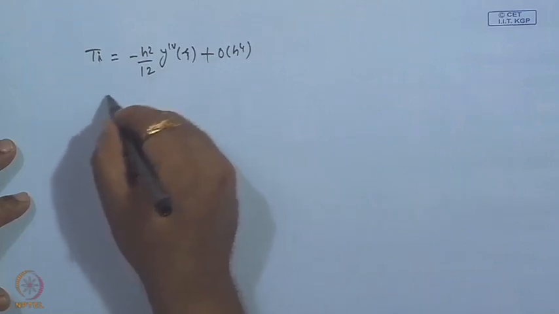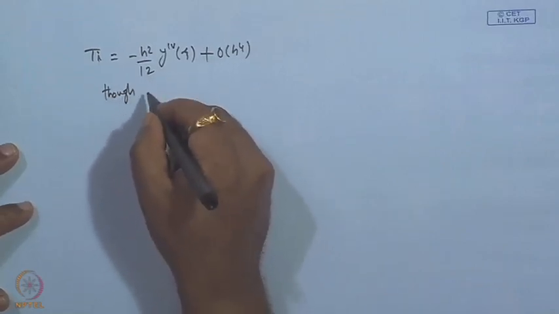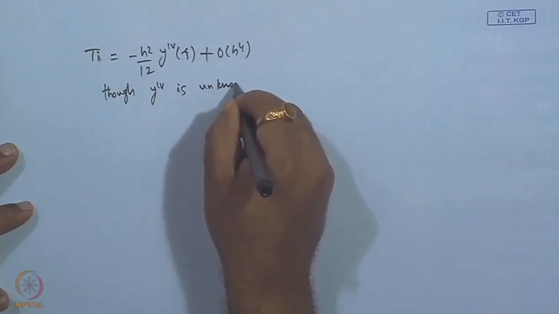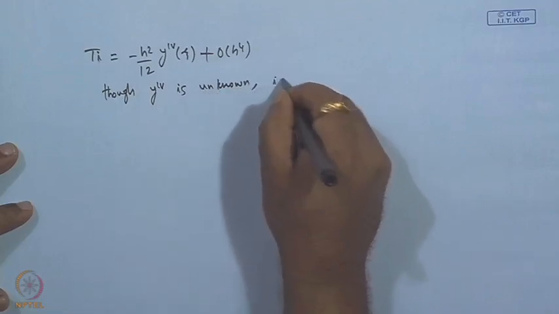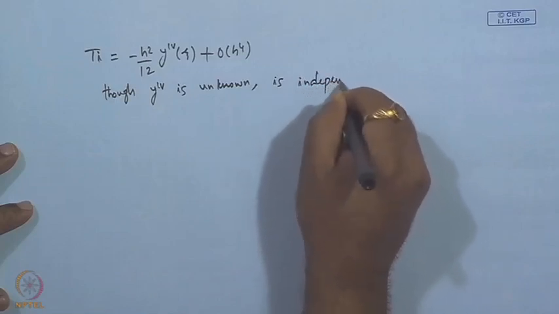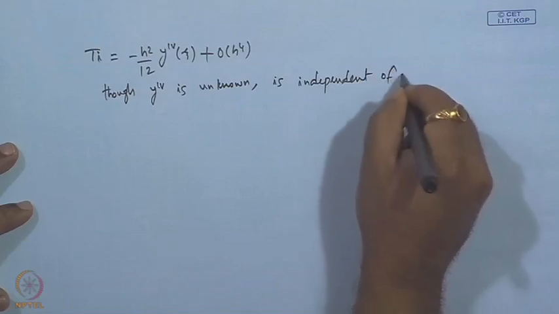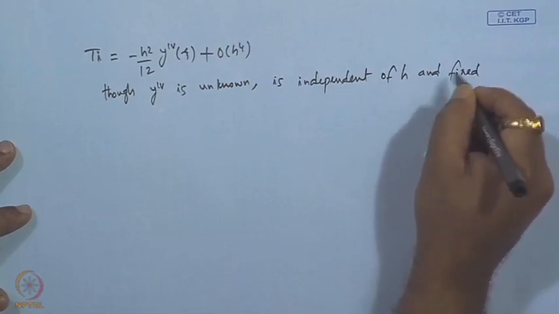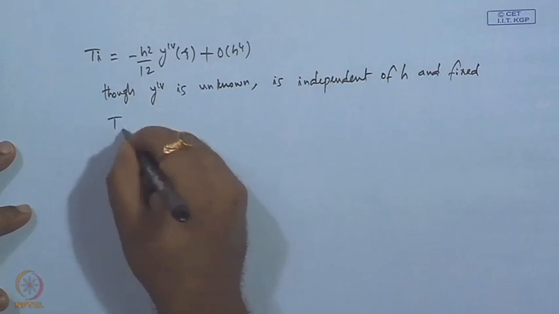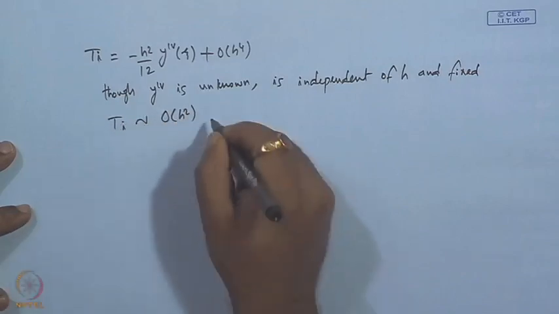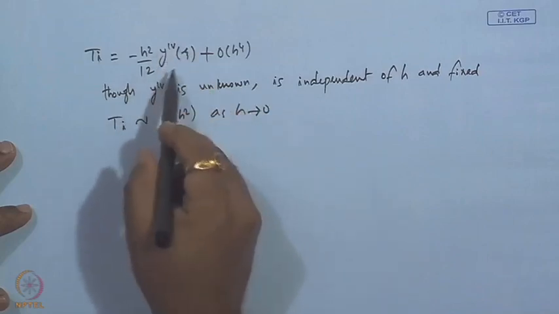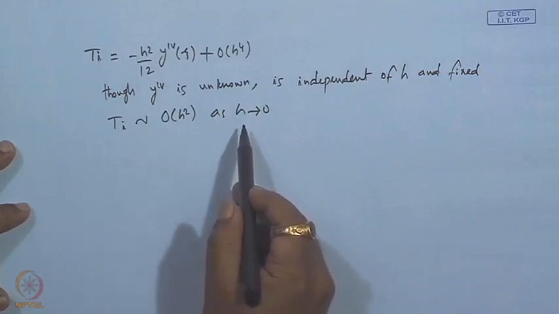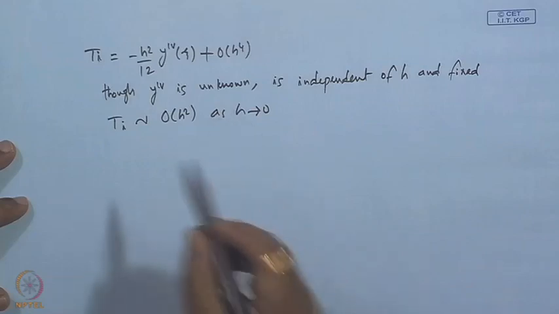Okay. So, the remark is: though y 4 is unknown, it is independent of h and fixed. Okay. So, therefore, T i behaves like this, because this is fixed, a constant which is independent of h. Therefore, the overall behaves like this. Okay. Right.